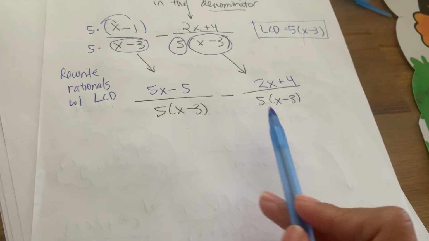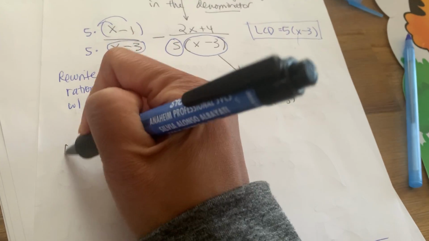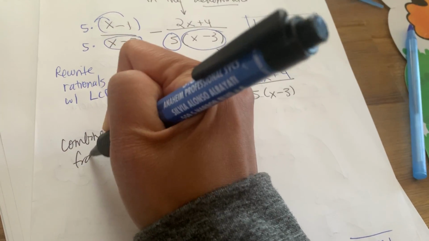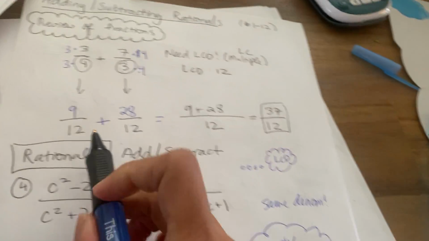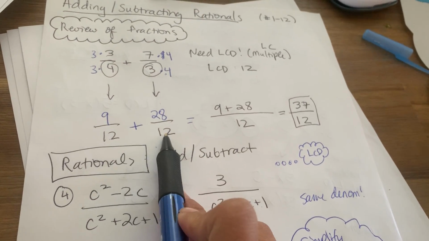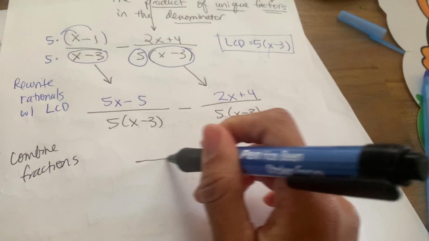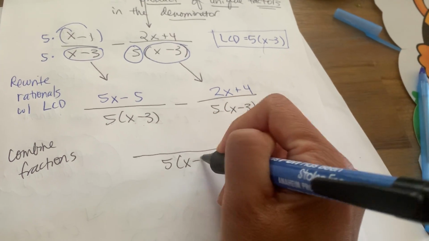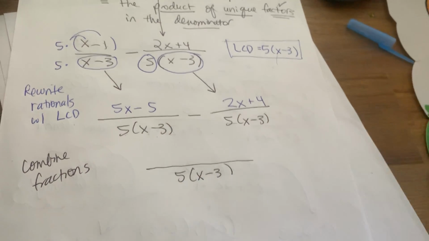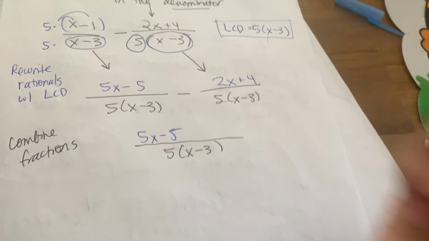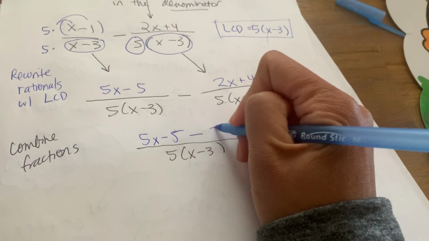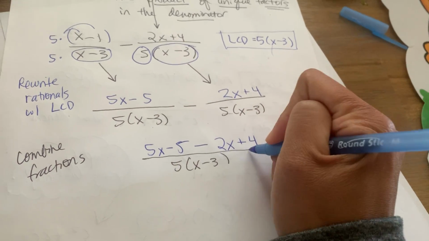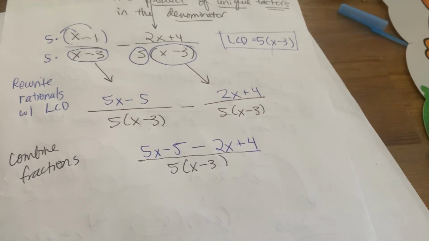Now that I have the lowest common denominator, now I can combine the fractions. Now I can subtract them because I have the lowest common denominator. Just like this problem here, once you have the lowest common denominator, you can add or subtract the numerators. So here, when I combine the fractions, I have 5 times x minus 3 in the denominator. The numerator, I have 5x minus 5 minus, and I'm going to do something incorrect, and I want you to catch it, minus 2x plus 4.